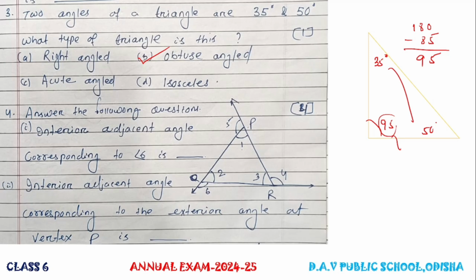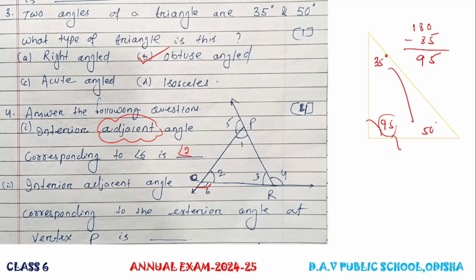Answer the following questions. Interior adjacent angle corresponding to exterior angle 6. This is the exterior angle 6, and we find the interior adjacent angle. Adjacent means near. So the angle near 6 is angle 2. So the answer is 2.